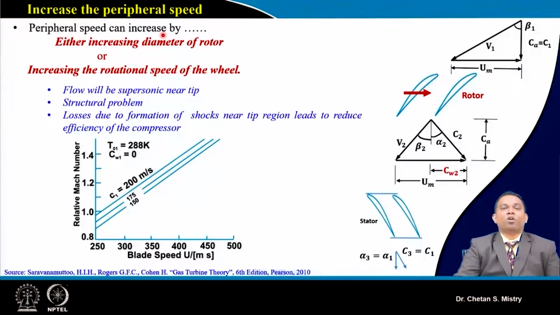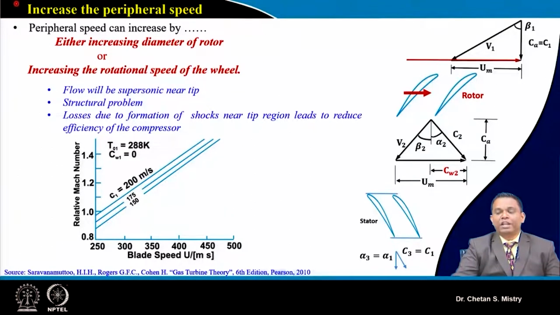This is what we have discussed earlier, but today's approach for understanding will be different. Now let's see, we are opting for the first option, that is, increase the peripheral speed. If we are looking for increasing the peripheral speed, we have two options. Either we can increase the rotational speed or we can increase the diameter, or we can say we can increase the span of my blade.